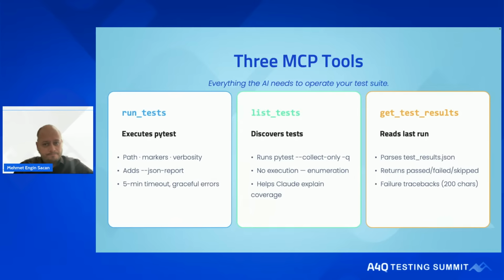List tests discovers without execution, using the Pytest collect-only flag. It's useful when Claude is asked, for example, what's in the project. No need to execute everything just to count. Get test results reads the last run from disk. It lets Claude reference yesterday's failure without rerunning the suite. This is the bit that makes the conversation feel stateful.